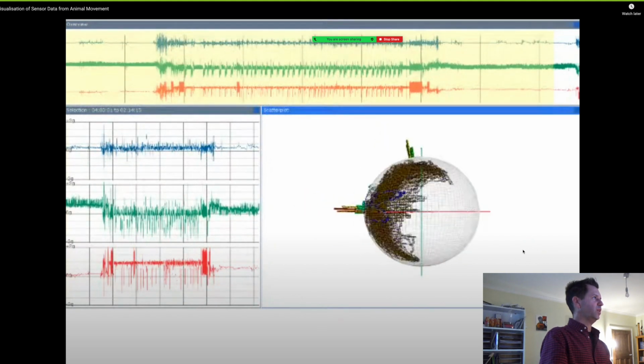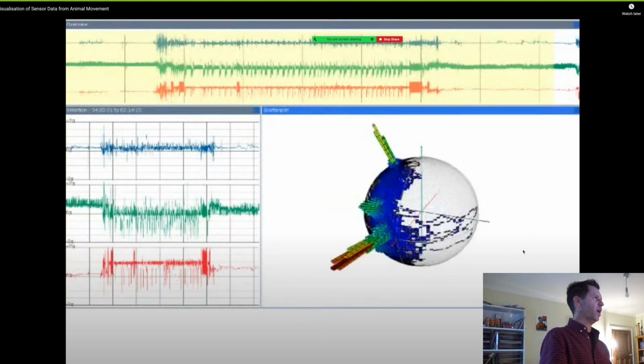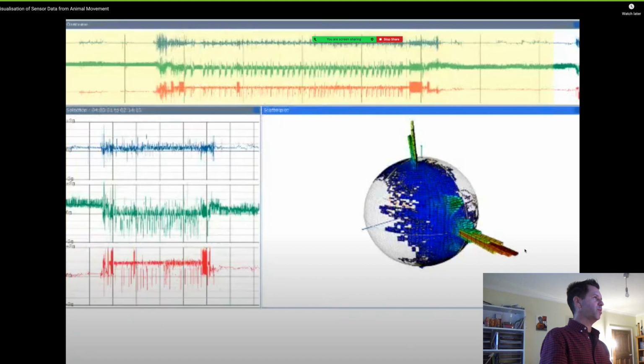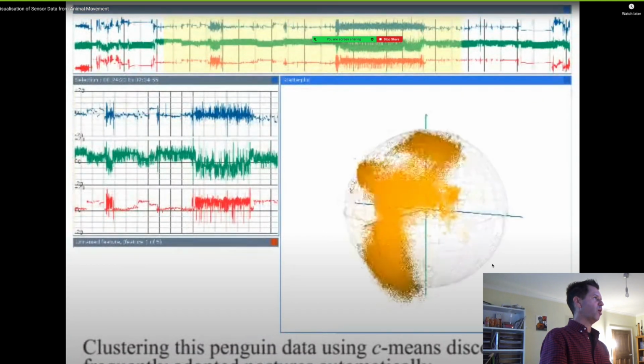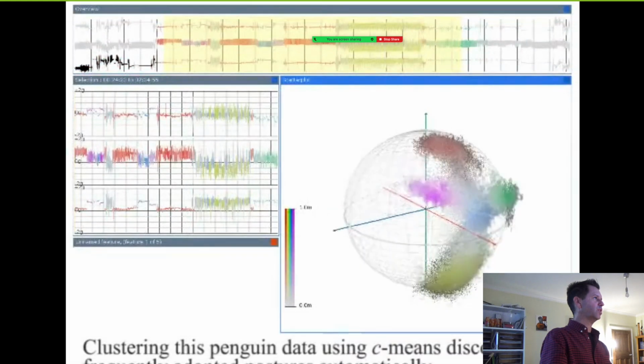And they can rotate the scene and view it from different angles. And then the patterns emerge, right? The popular transitions, the popular orientations.